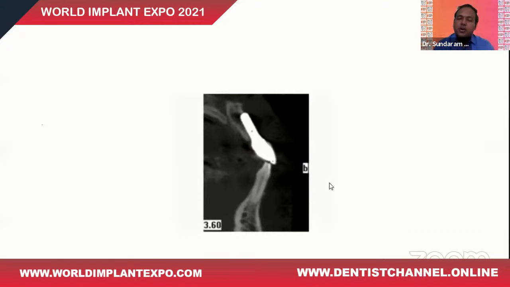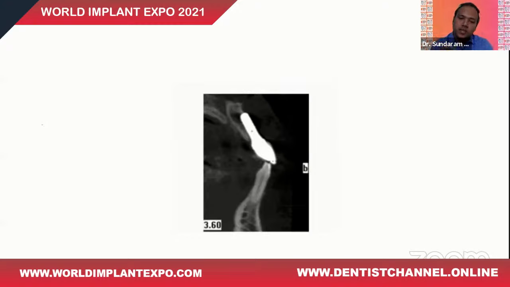The significance of a CBCT is of great importance in the post-implant surgical phase, when you want to evaluate the peri-implant region and know the prognosis of the implant that has been placed. If this implant in the picture were seen on a regular radiograph, an orthopantomogram or an intraoral periapical radiograph, it would give a very good picture. The prognosis would look really good, because the image is purely two-dimensional.